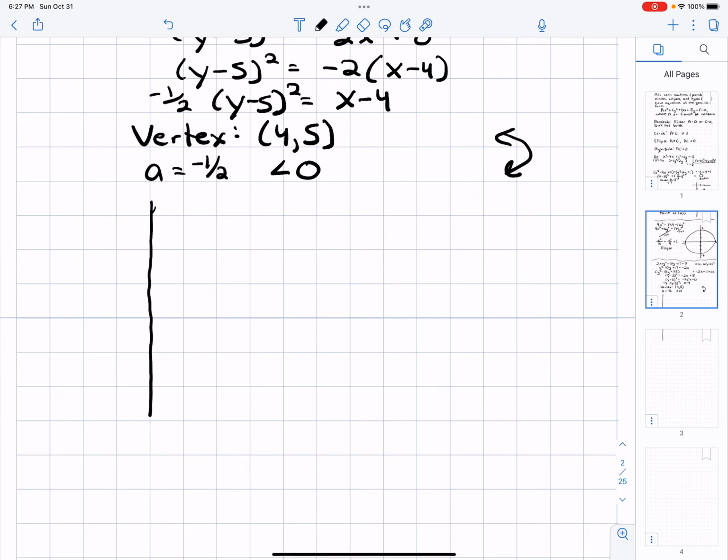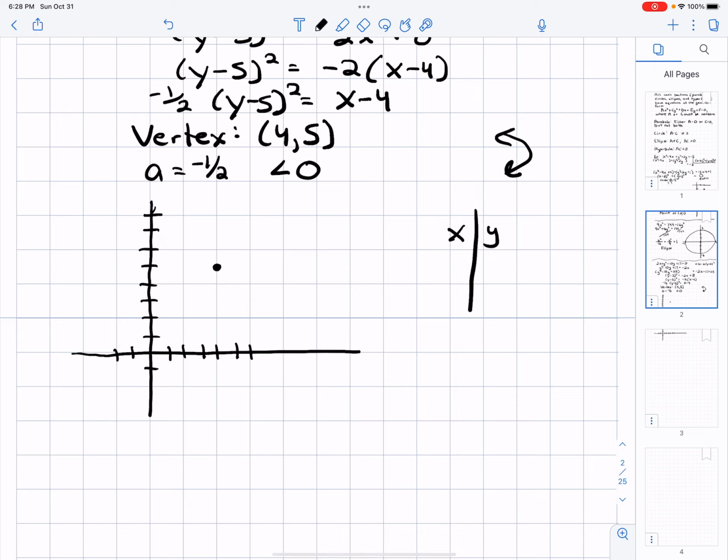So I'm going to need 4, 5. Let's use 8. 8, 7, 6, 5, 4, 3, 2, 1, 0. I don't think I need anything below that. 1, 2, 3, 4, 5, 6. I don't need anything further than that. Okay, so 4, 5 goes right here. That's my vertex.